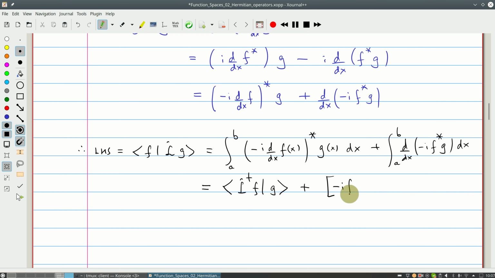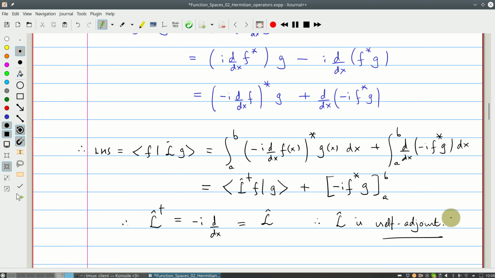Okay, so what we see from here is that L dagger, the Hermitian conjugate of L, is defined to be minus i d by dx, and that's equal to L. Therefore, L is self-adjoint. Great. Now what about, is L Hermitian?